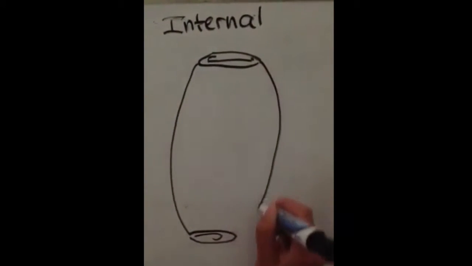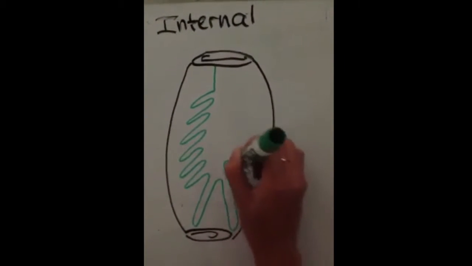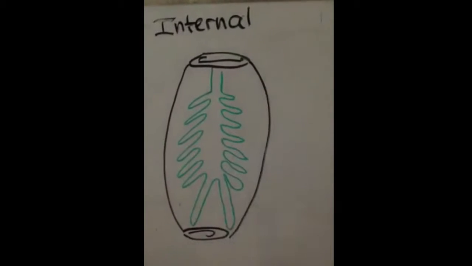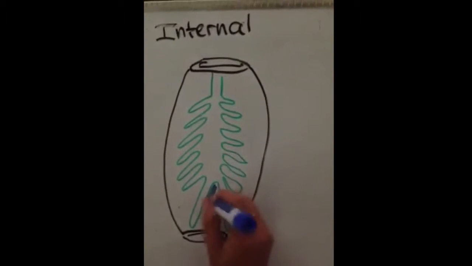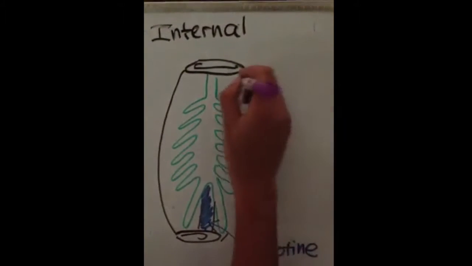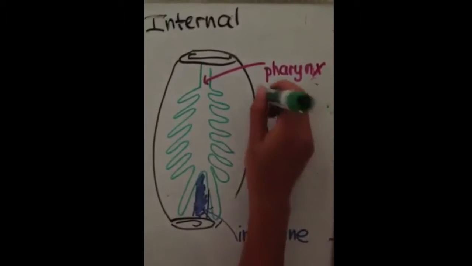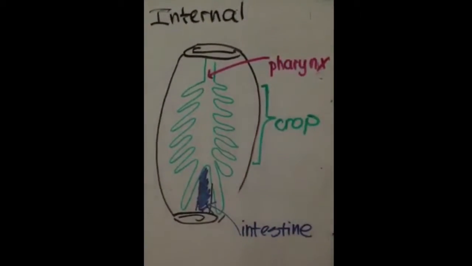Some of the most important internal organs include pharynx, crop, and intestine. The pharynx branches from the sucker and transfers the blood through the crop into the intestine. The crop is used to store food. The intestine contains a large number of side pockets called diverticula that allow the leech to store a large amount of blood from a single meal.